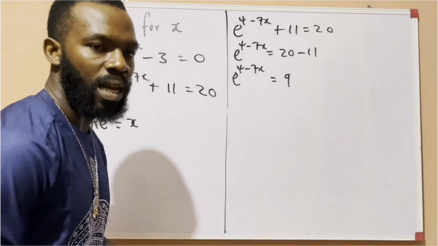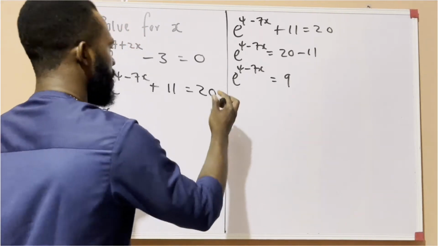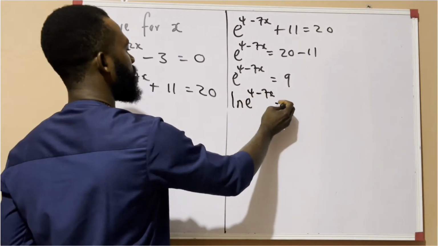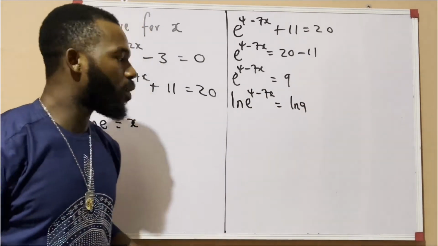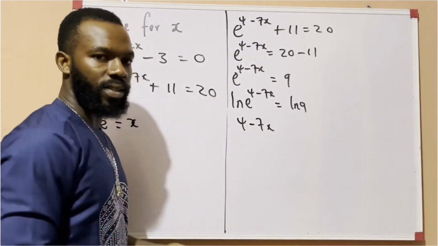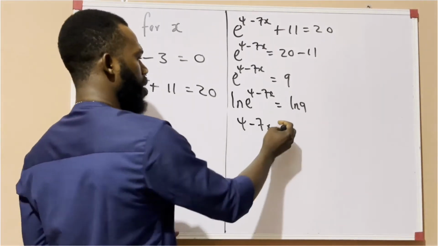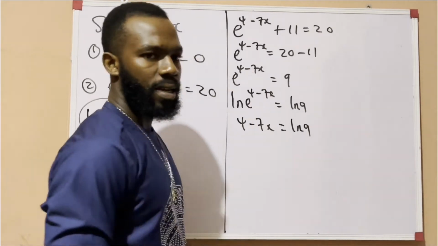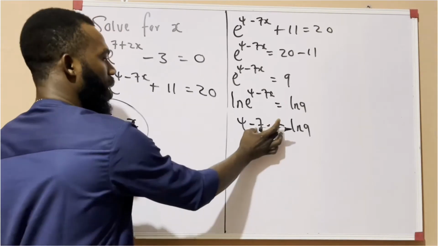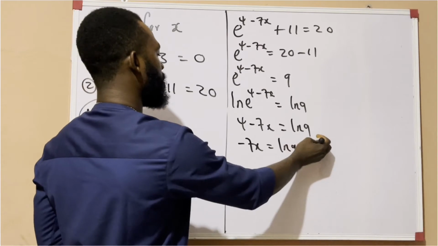So what are we going to do next? We're going to take the natural logarithm of both sides of the equation. Okay, now here becomes ln e raised to the power of 4 minus 7x is equal to ln 9. And we all know ln e raised to the power of 4 minus 7x also gives us 4 minus 7x, according to the law we have here. Now equal to ln 9. Now, of course, when 4 crosses to the right-hand side of the equation, it becomes a negative 4. And so we have a negative 7x left here, and here becomes ln 9 minus 4.